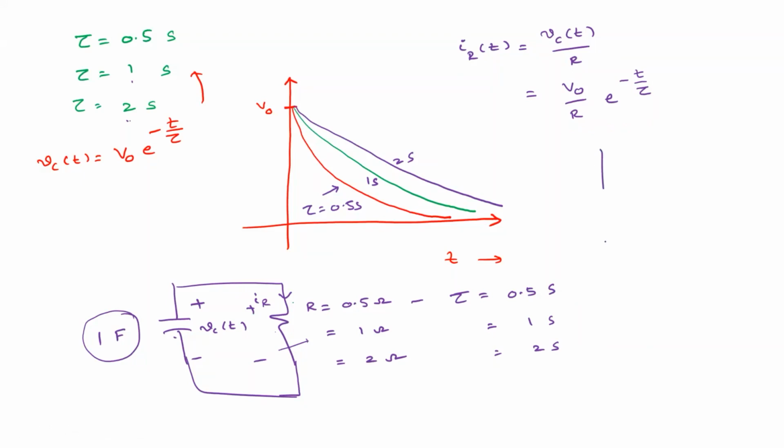So now, how exactly does it look like? This is the current through the resistor. What is the initial value? The same exponential decrease. Same, right? Yes, the same. So that means its initial value is V naught by R, and it will be something like this. Understood? Yes, sir.